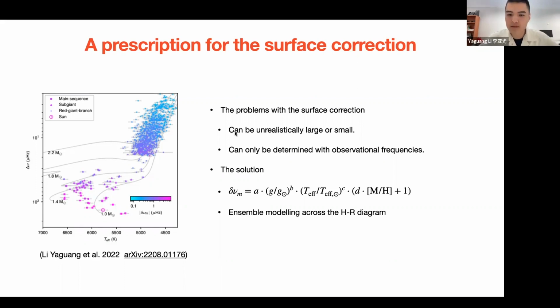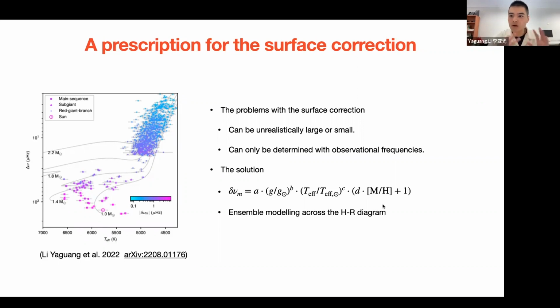So our solution to these problems is that we can parameterize this amount of surface correction at nu max as a function of surface properties like gravity, temperature, and metallicity. This dependency has been indicated by many 3D simulations as well as 1D non-adiabatic analysis. And of course, if you only have one star, you're not able to constrain this function, because one star only has one point in this gravity, temperature, and metallicity space.